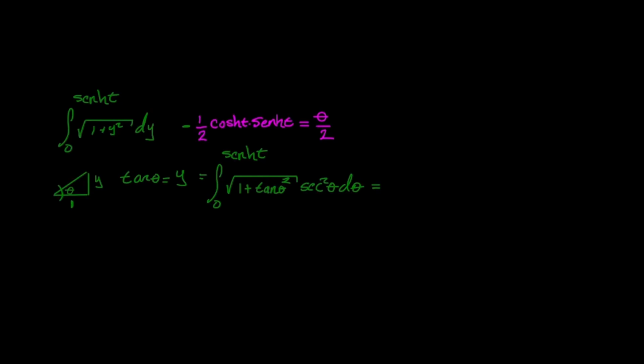Anyway, getting back to the derivation, I'm not going to evaluate the definite integral directly. Instead, I'll solve the corresponding indefinite integral first, and then recover the original variable afterward. To simplify the integral a little further, let's use a well-known identity. The secant of theta is equal to the square root of 1 plus the tangent squared of theta. Multiplying this by secant squared of theta d theta, we end up with secant cubed of theta.